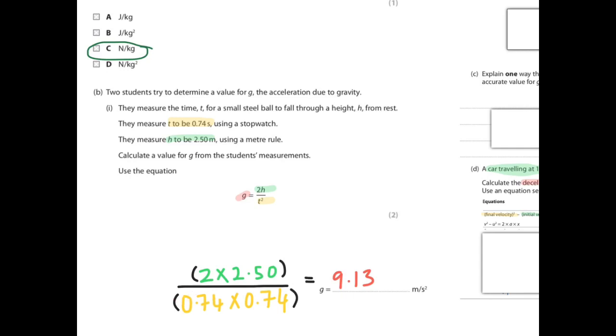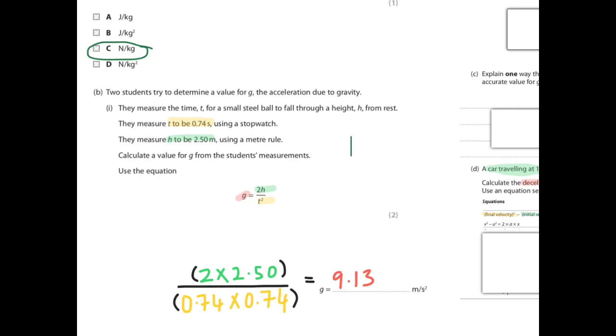So do 0.74 times 0.74 first, because that's time squared. Work that out. And then do 2 times 2.5, which is going to be 5. And then you just do 5 divided by the answer to that, which is 9.13 meters per second squared.